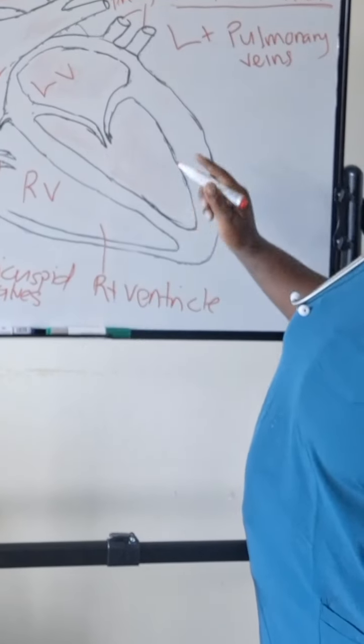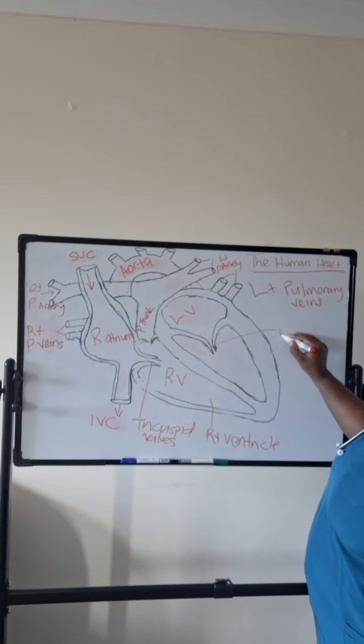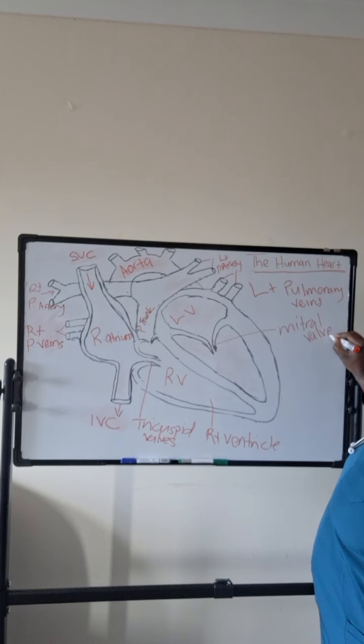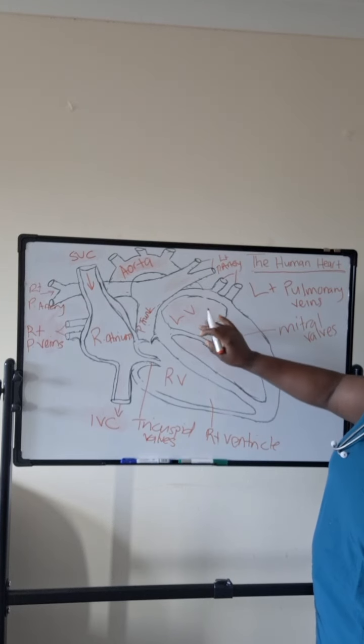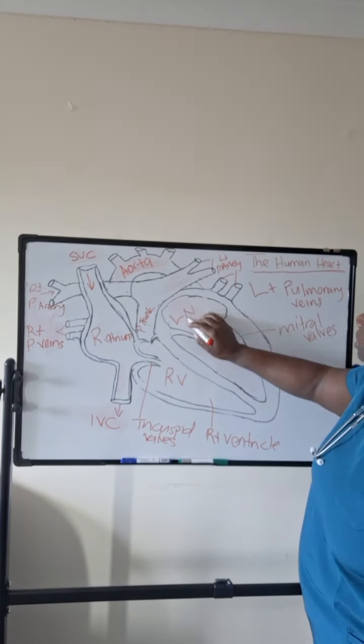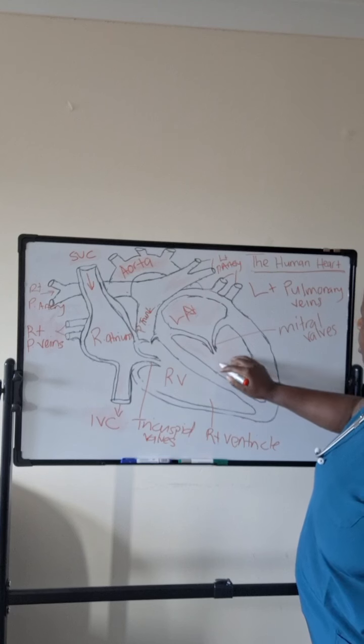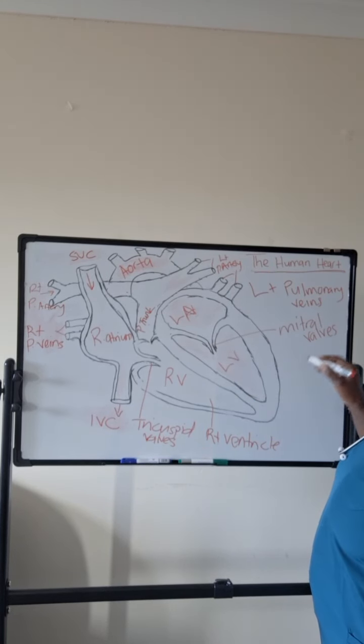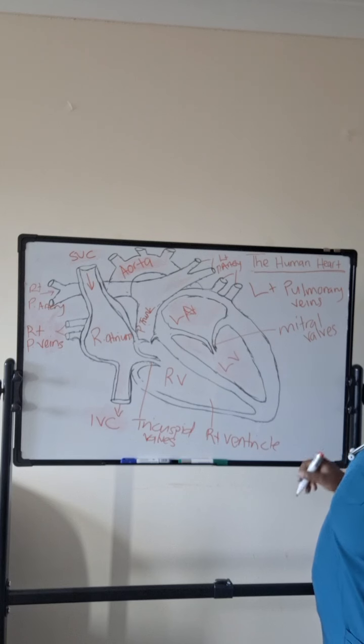blood. And these are the mitral valves. The mitral valves also control movement of blood from the left atrium to the left ventricle and allow blood to move in one direction only.